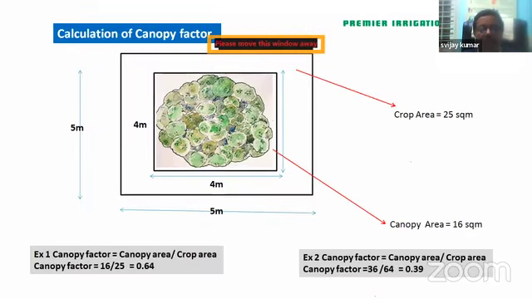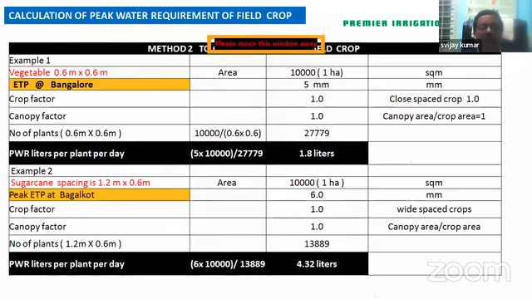Now, can we do this calculation for the field crop? Yes, it is very much possible, but the method is slightly different. Now, let us take a vegetable crop. The vegetable crop of 0.6 by 0.6, and the total area that I'm considering is 1 hectare, that is 10,000 square meters. And I am taking the evapotranspiration in Bangalore on a particular day to be around 5 millimeters. Here, in case of a vegetable crop, when the crop is fully covered, the crop factor will be 1 and the canopy factor also will be 1.